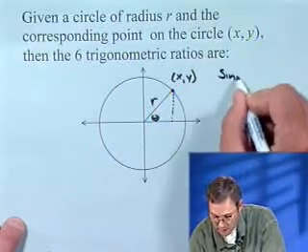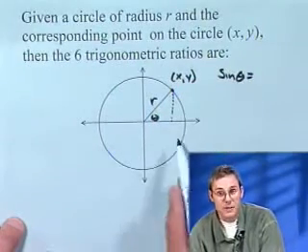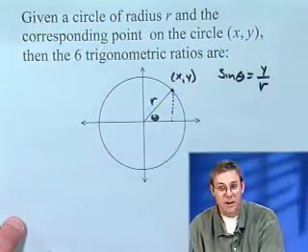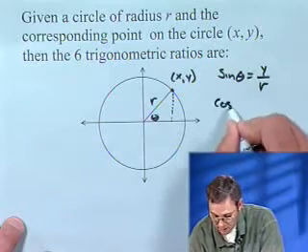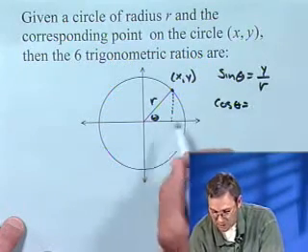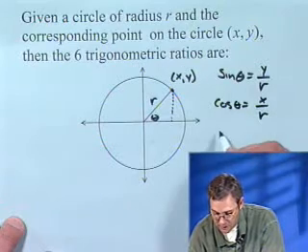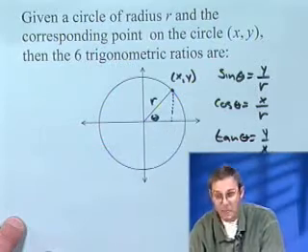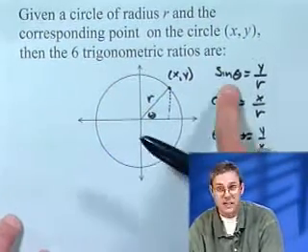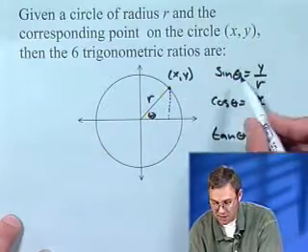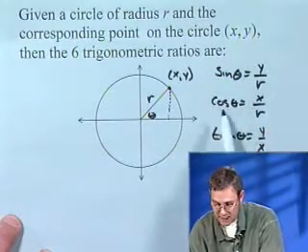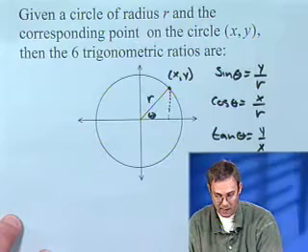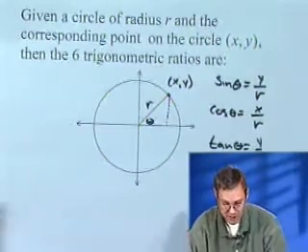The sine of theta is going to be the opposite, which is the y value, over the hypotenuse, r. Cosine of the angle is going to be the adjacent, which is x, over r. And tangent is going to be the opposite over adjacent. Now, of course, cosecant is just going to be the reciprocal. So cosecant of theta will be r over y. Secant will be r over x. And cotangent, x over y. All right. So let's try this problem.